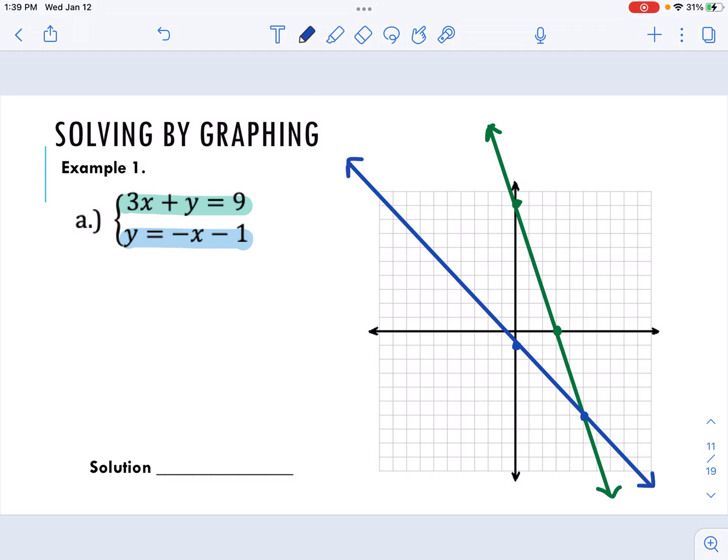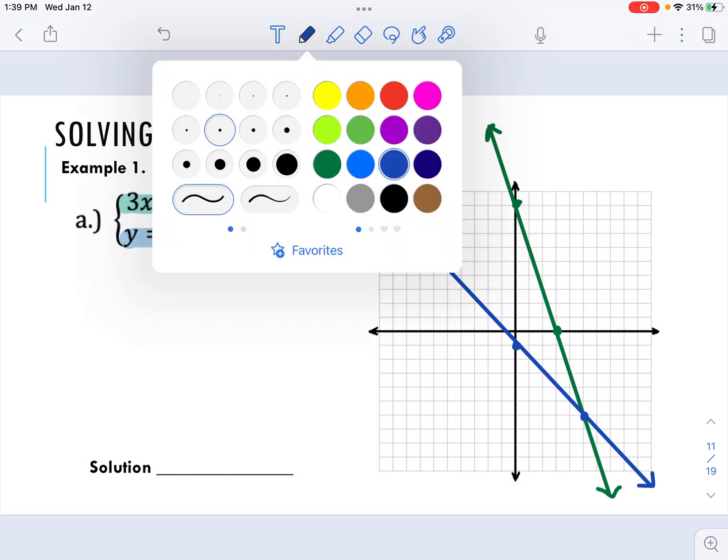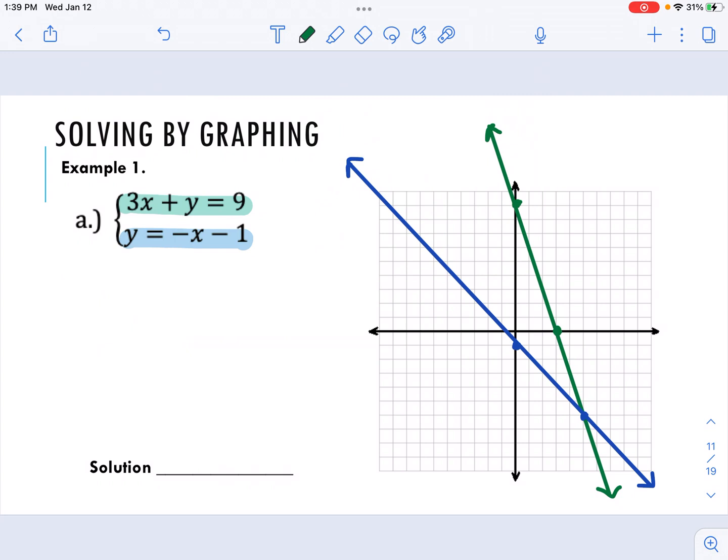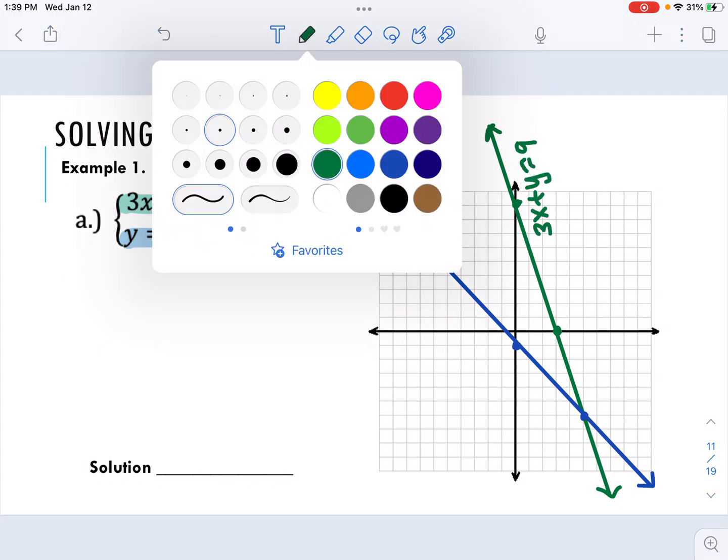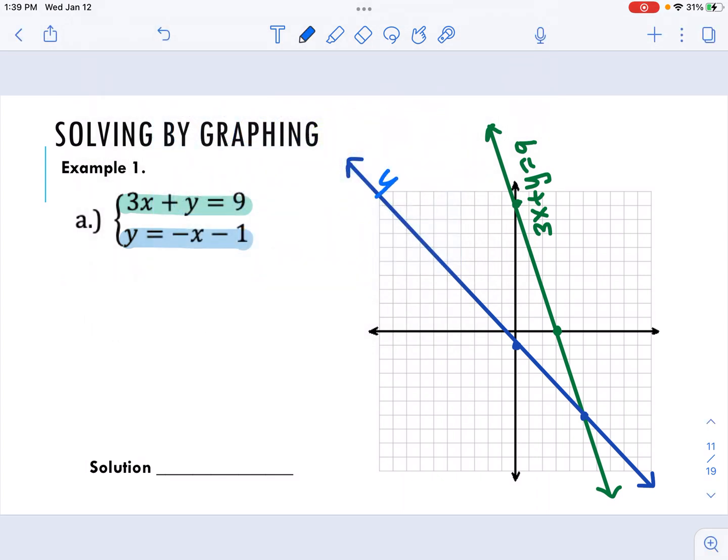All right, now that we have a visual, we can see that the first line in green is 3x plus y equals 9. If we want to be really fancy, notice I'm using two different colors. I can even go in and label this 3x plus y equals 9. This is totally optional. In the blue graph, I'm going to label y equals negative x minus 1. And now we have to look for a solution. Well, the solution to this system is the point of intersection. So I'm going to look here and I see this point's at (5, -6). And that's my solution to this system of linear equations.